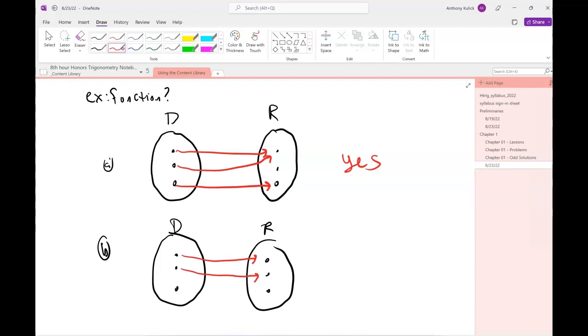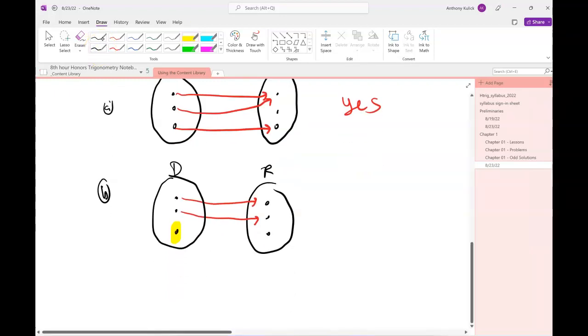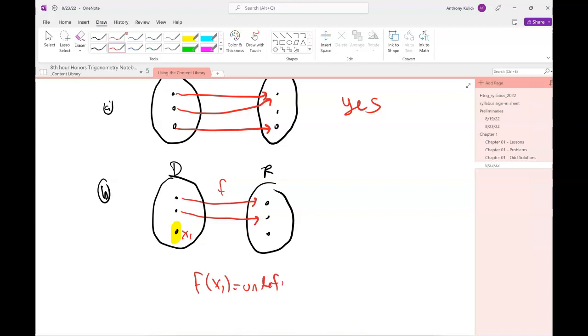Is this a function? Why not? Yeah, one of the domain elements doesn't have anything, it's not going anywhere. Everybody's okay with that? In the parlance you guys would be familiar with, if this was f and this was x1, f of x1 in this case would be undefined, because that x doesn't go anywhere. There's no definition to it. We talked about undefined things before. That would be what's going on there.